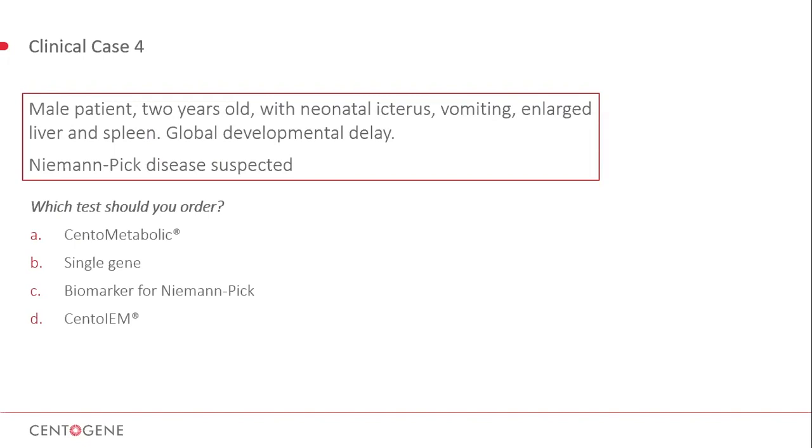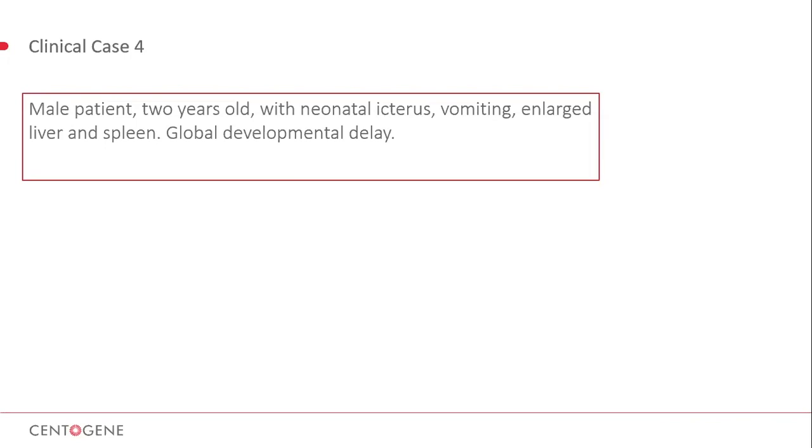Here we have a male patient, 2 years old, who had neonatal icterus, vomiting, enlarged liver and spleen, and also developmental delay. So the diagnosis of Niemann-Pick was suspected, and when we have a high suspicion of one disorder, what test should we perform?